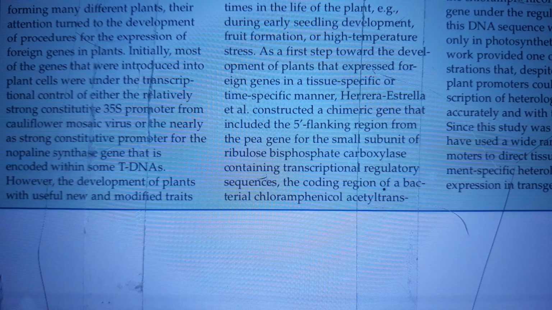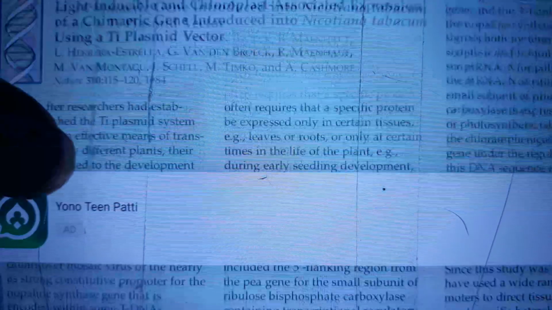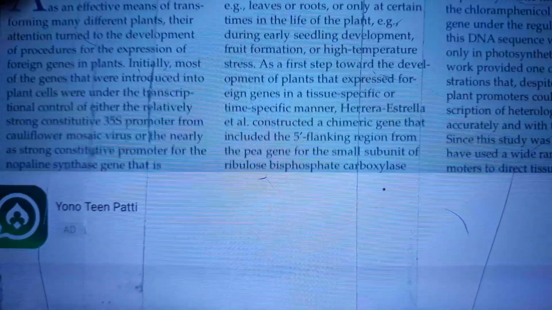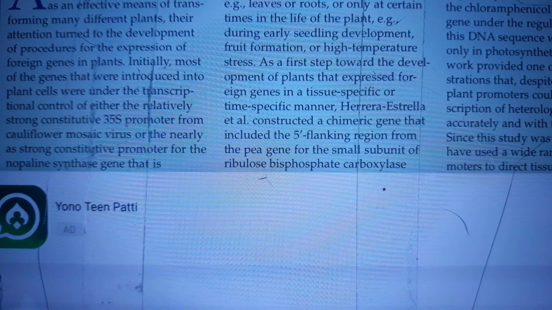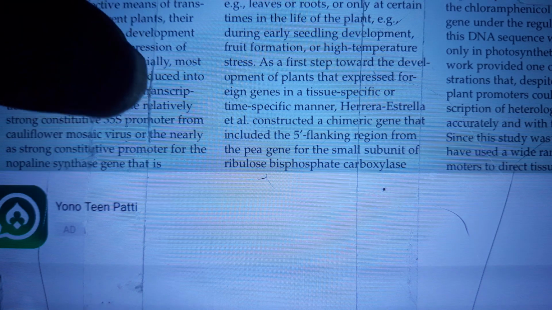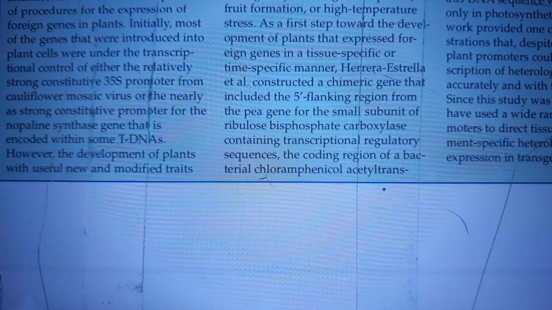However, the development of plants with useful new and modified traits often requires that a specific protein be expressed only in certain tissues, for example, leaves or roots, or only at certain times in the life of the plant, for example, during early seedling development, during formation of fruit, or during high temperature stress.